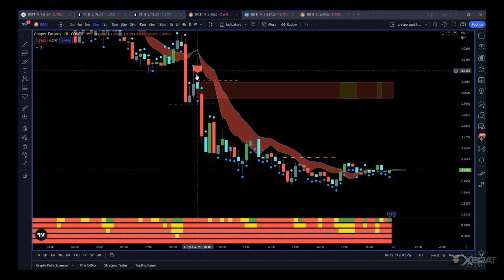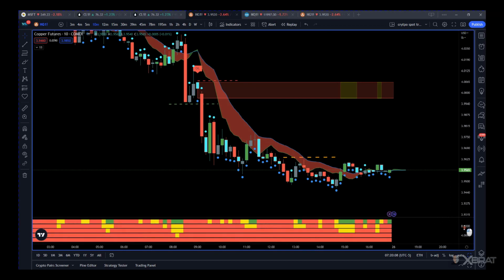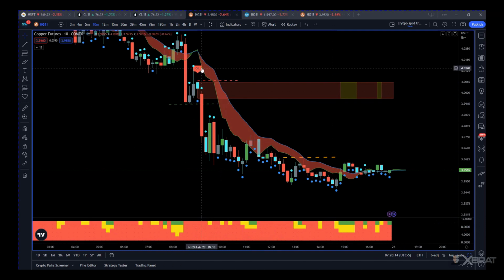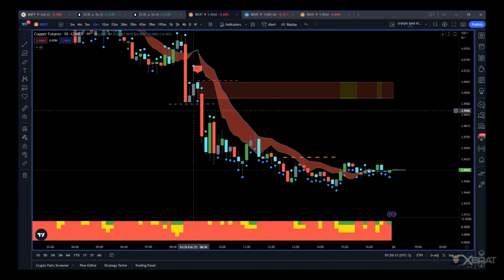It's defined in red, but then we look down on our bias depth heat map. All 6 time frames are red, which means we've got the confirmation from the signal. So we've got signal, confirmation, then we've got the entry, we go short. And then we manage the trade.